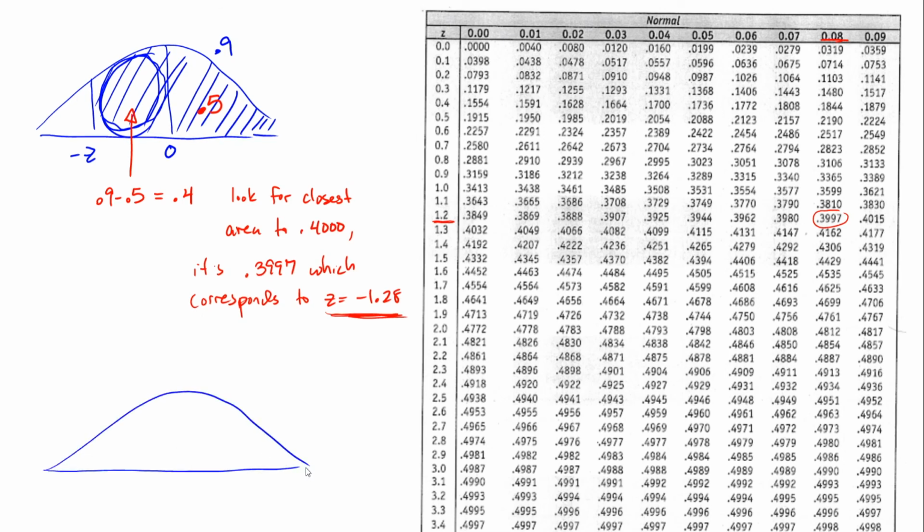Now the other one they wanted us to find is the z-score associated with the lower 90% of the data. Now this is essentially the same problem. It's totally symmetrical. Our graph is just flipped around. So we have some positive z-score over here. We know this whole area is 90%, but we can't look up 90% on the table. We would need to find this piece over here, which is 0.9 minus 0.5, which is equal to 0.4. And we would end up looking up again the closest thing to 0.4000, which gives us z is equal to positive 1.28.